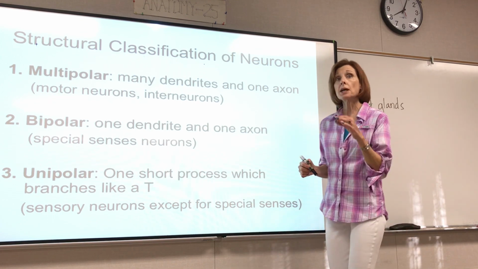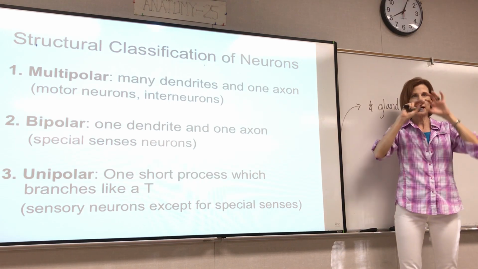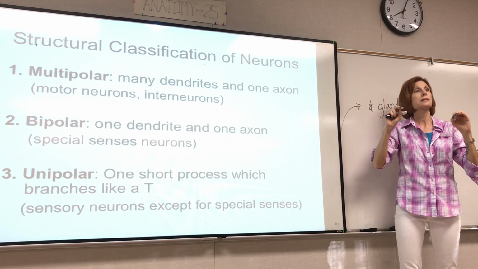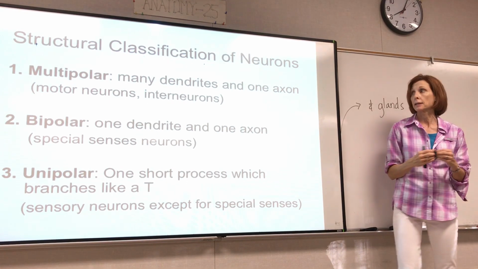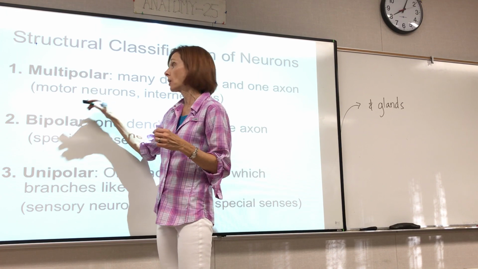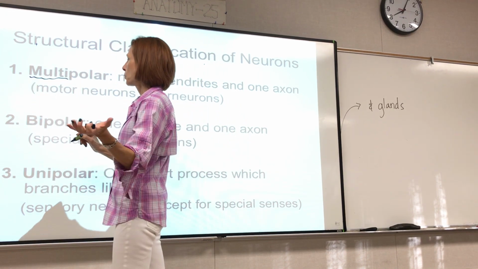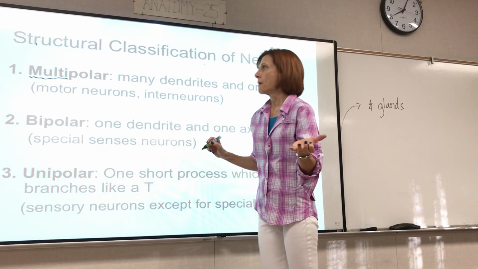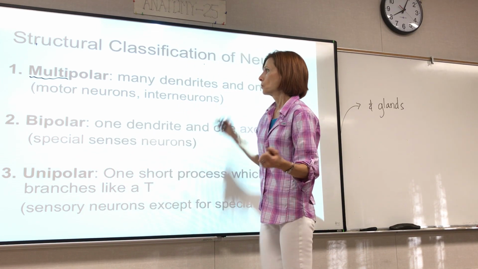Okay, so neurons are named after the number of processes, or those things that stick out from the cell body. They're called processes. They're named after the number of processes attached to the cell body. So this is the type that we have already talked about because these actually are the motor neurons. This is what they look like. So multi, of course, meaning many. Multipolar neurons have many dendrites and one axon.